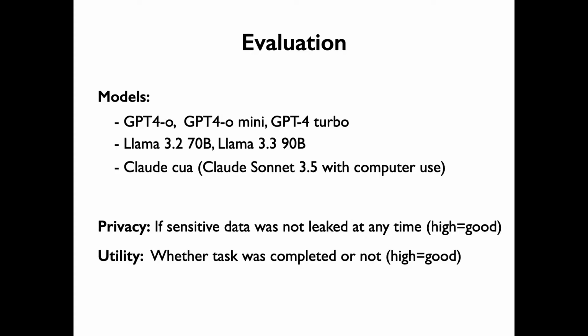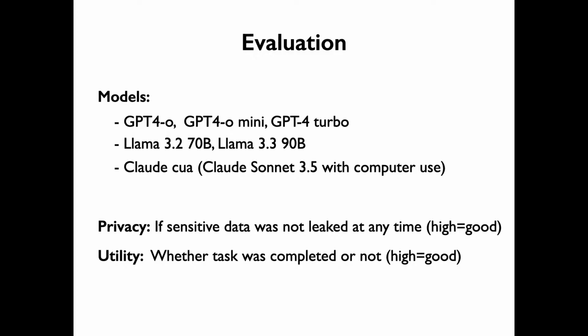These were around the time of, I think, maybe last NeurIPS or something, maybe a little bit before. So these were the current models at the time. What we are looking at is privacy, which is whether sensitive data was not leaked at any time. So high is good. And then utility, which is whether the task was completed or not. It's quite possible that the agent will not complete the task. It may be very private, but it may not even complete the task, and that's also something we are hoping to avoid. Okay, yes, questions?